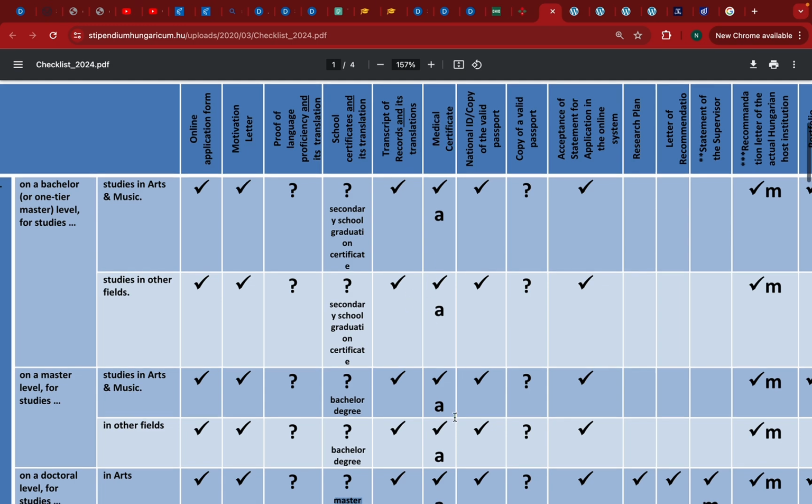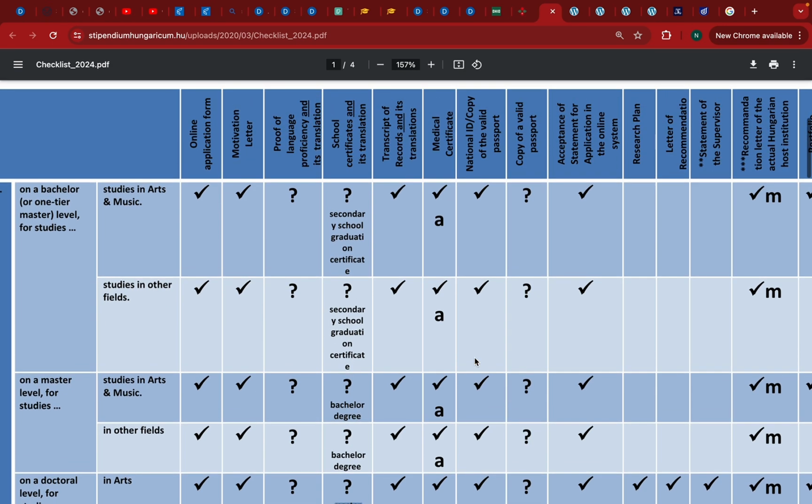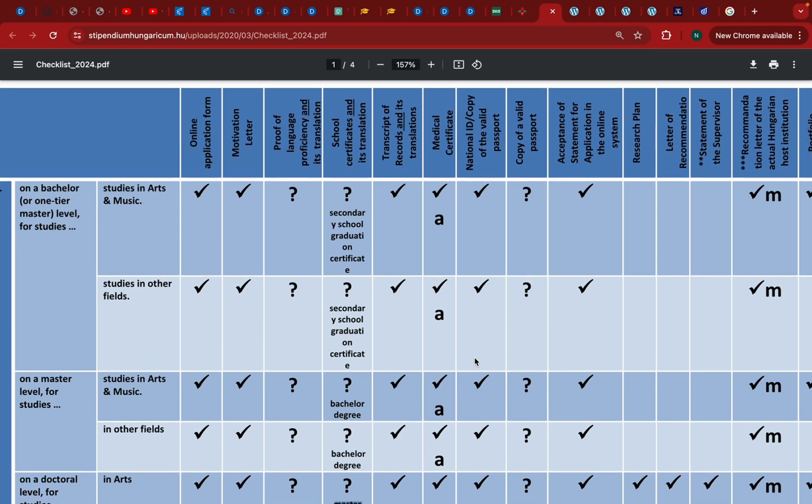And for the medical certificate, it's only for those who are being nominated or who will be nominated by the sending partners. So for the medical certificate document, you don't have to upload it during the application process. It's needed after the application and after you've been nominated.